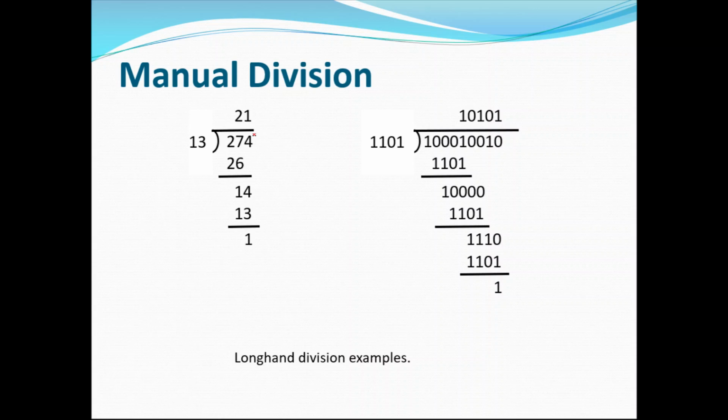Here, if you see, there is a number 274 that is divided by 13. The result, the quotient, is 21 and the remainder is 1. So this 274 is represented here in binary. This is the dividend. And this is 13 in binary. And this is the divisor.